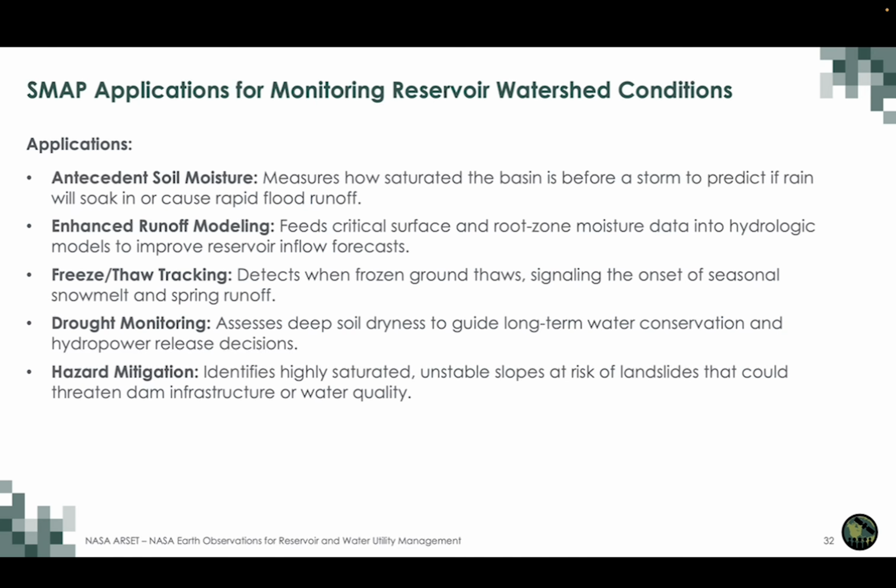Finally, it supports hazard mitigation by identifying highly saturated, unstable slopes. Recognizing these landslide risks early helps protect critical dam infrastructure and maintains downstream water quality.